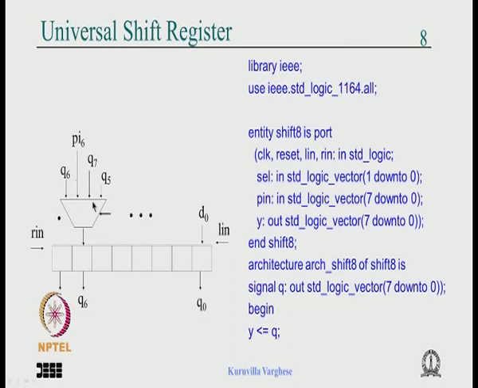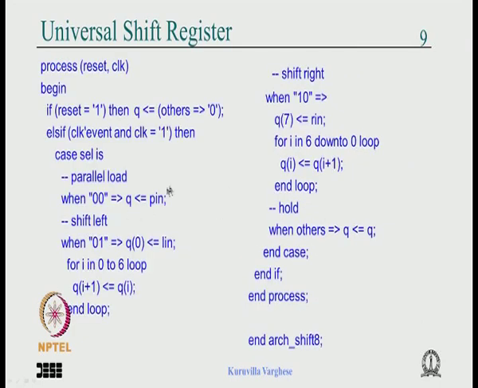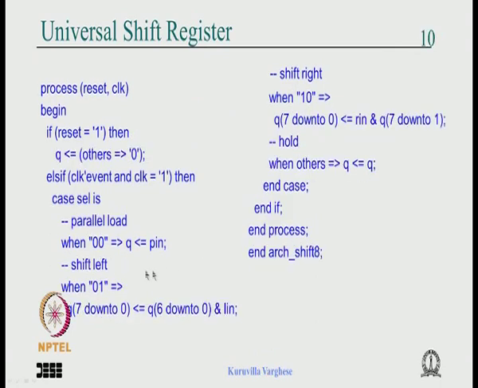We have seen a universal shift register where you have shift left, shift right and a parallel load, and that is the code. We have written a case within the clock event, clock is equal to 1. This one shows separate muxes as a loop, and the second code shows a kind of single muxing.